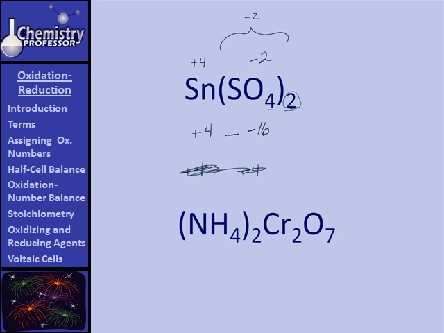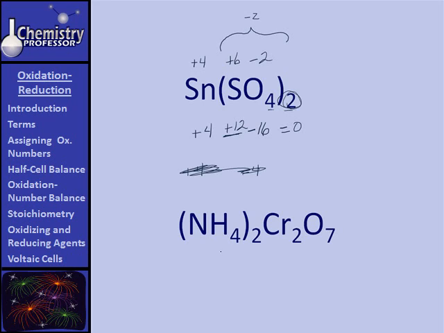We ask ourselves, what does sulfur have to be to go with a positive 4 and a negative 16 to equal 0? And the answer is, it has to be a positive 12. There are 2 of them. Remember that 2 right there. So each sulfur must be a positive 6. Or you can write it 6 positive, whichever way is more convenient.